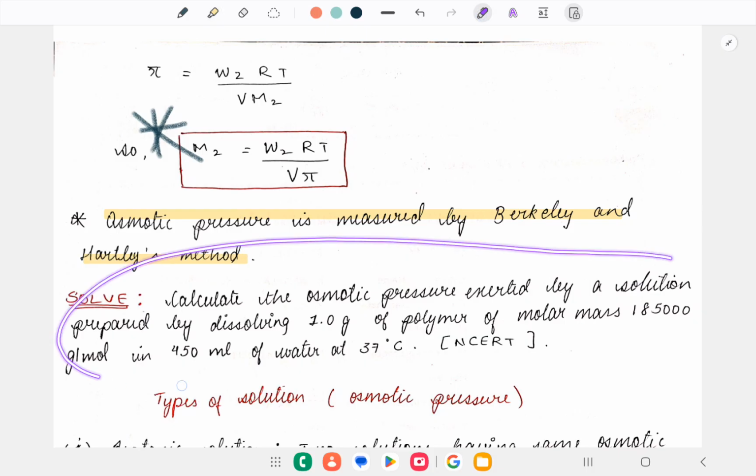A question is provided for you to solve. So what is the advantage of osmotic pressure?